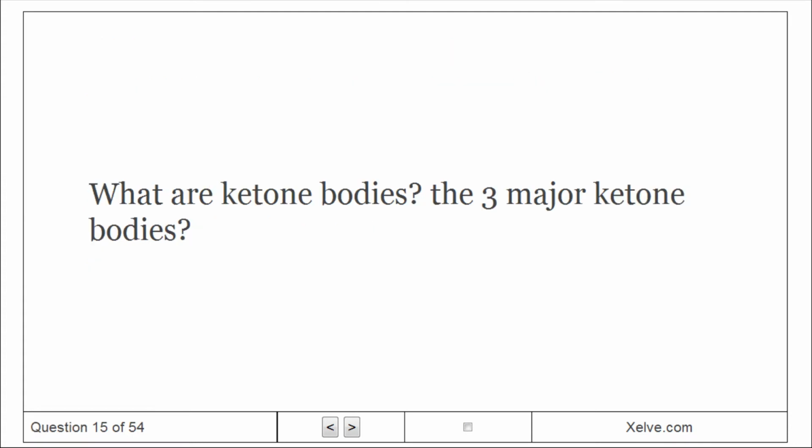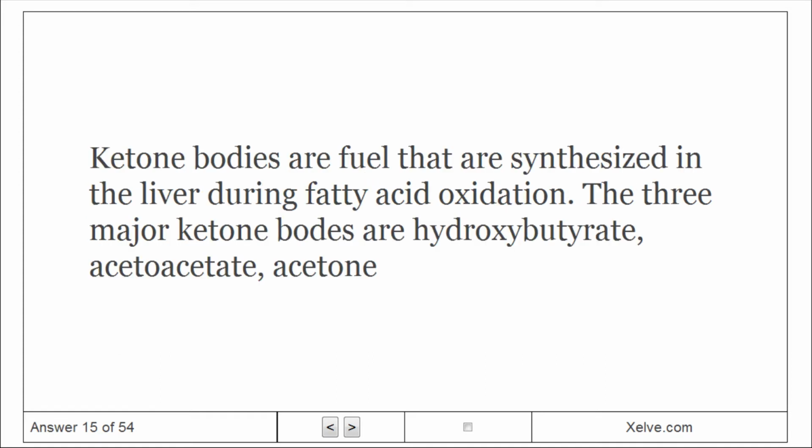What are ketone bodies? The three major ketone bodies. Ketone bodies are fuel that are synthesized in the liver during fatty acid oxidation. The three major ketone bodies are hydroxybutyrate, acetoacetate, acetone.